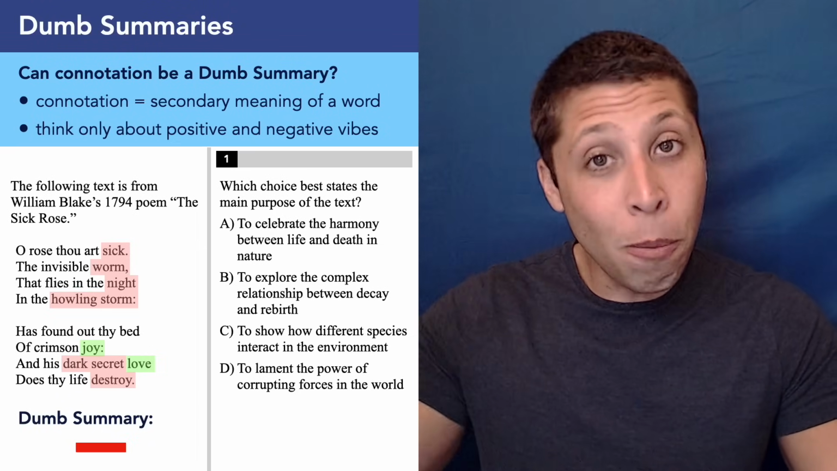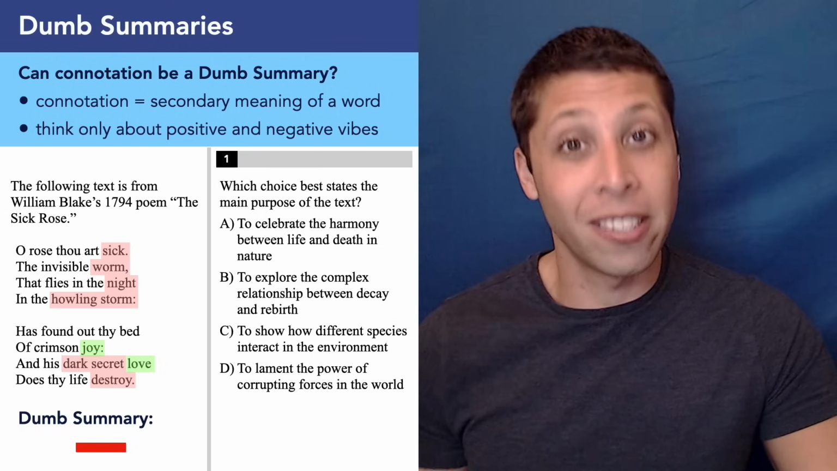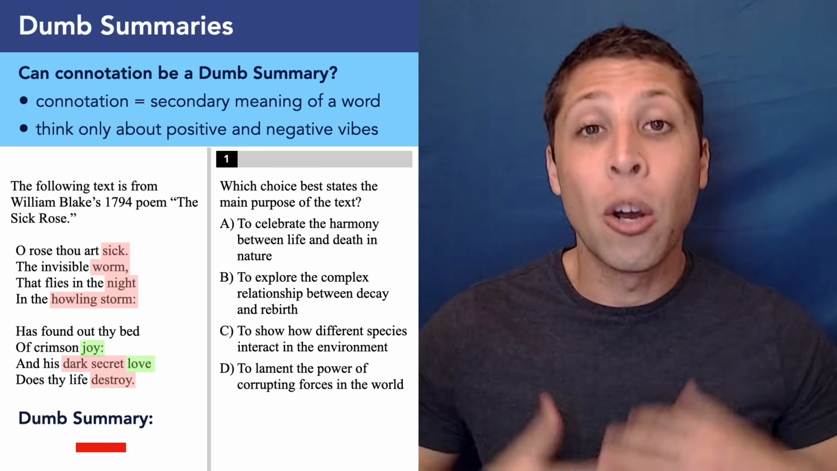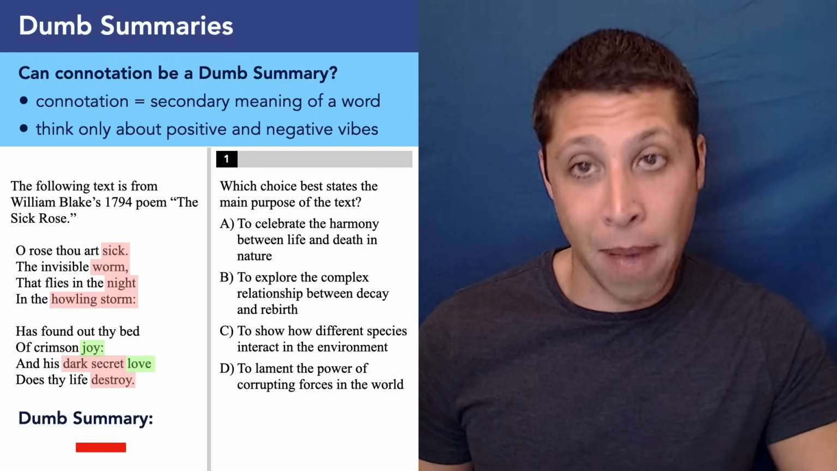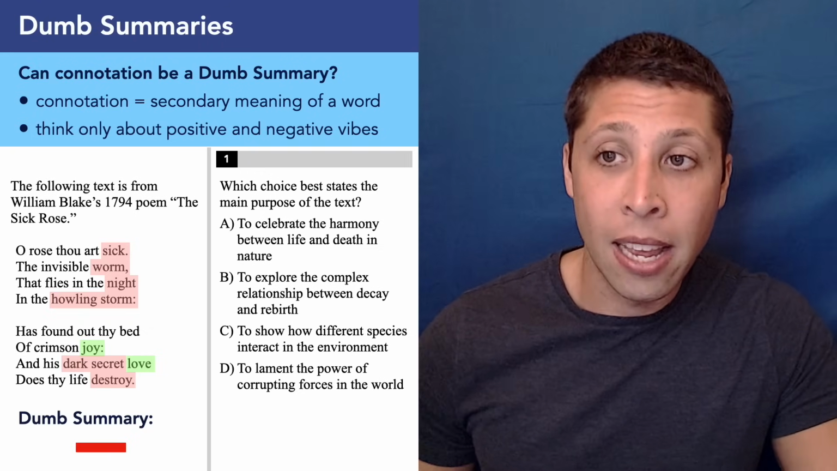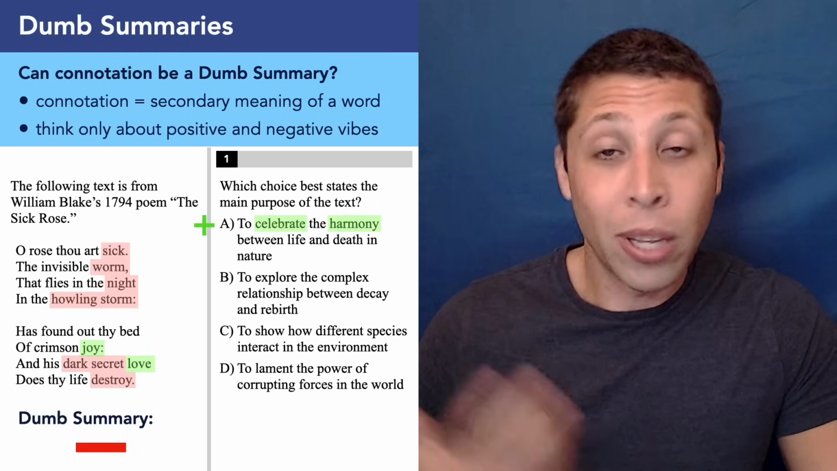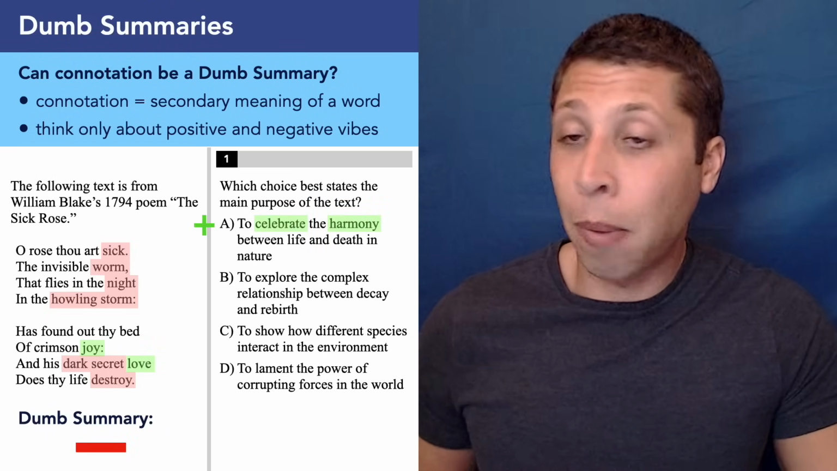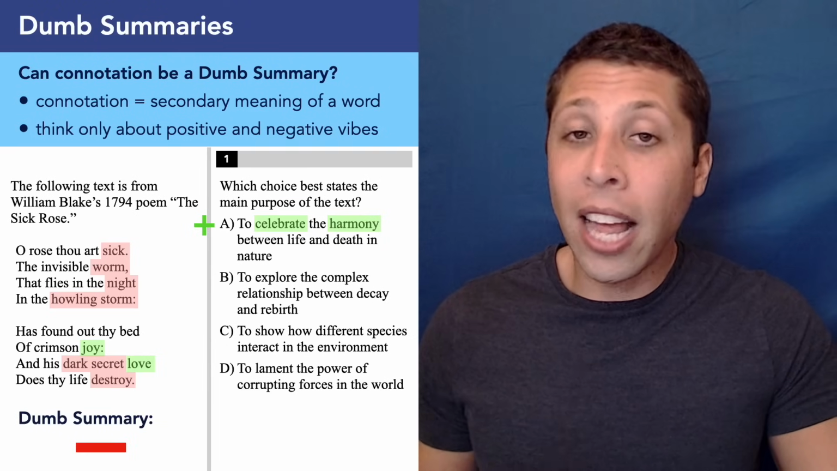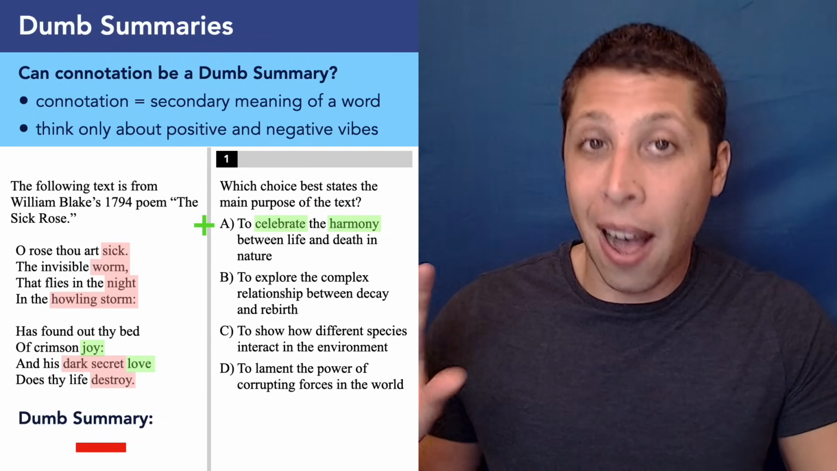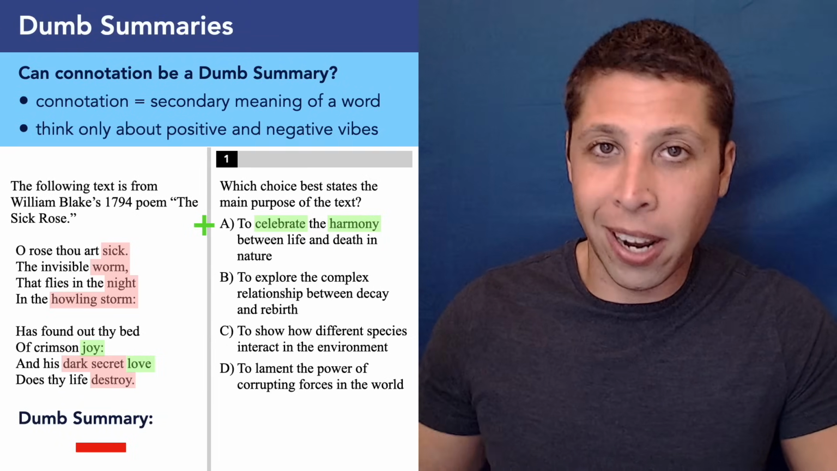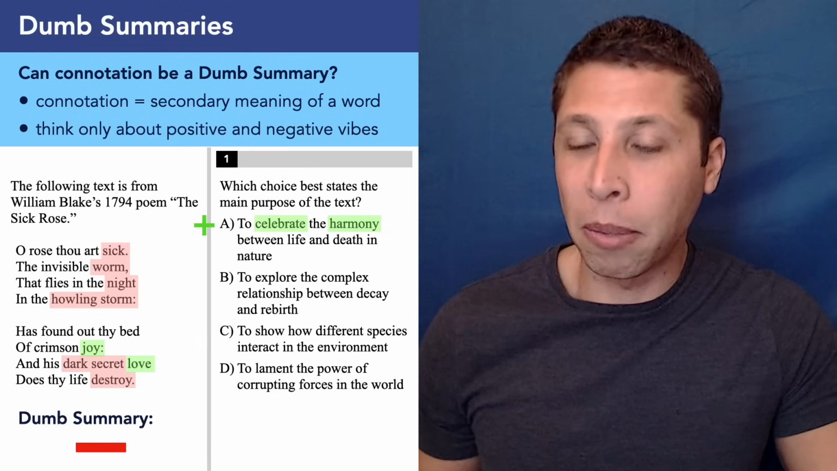And then I'm going to hope that I can find an answer choice that also, if I dumb summarize it, will be negative so that I can find a nice match. So let's just go through them. Choice A, to celebrate the harmony between life and death in nature. Well, that sounds positive to me. Celebrate, harmony, these are positive ideas, and it's very unlikely that we're going to use a positive answer choice to summarize a negative passage. So this is probably wrong.